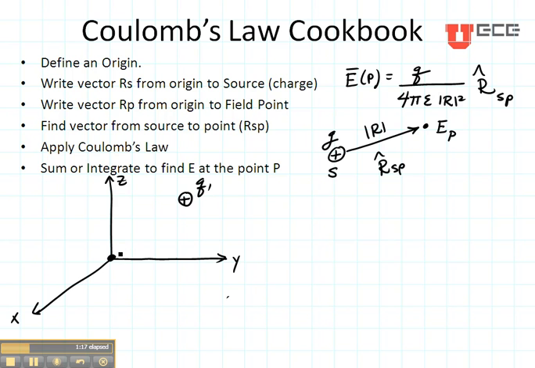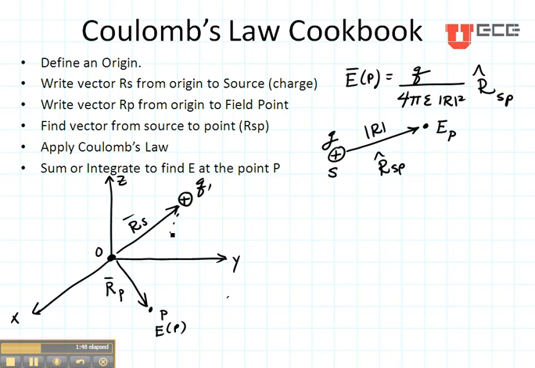The thing I'm going to do is write a vector from the origin right there, to my source, q1, and that is vector rs. Then I'm going to define where I want to find my electric field. Right here is point P, and I want to find the electric field at point P, so I'm going to draw a vector from my origin to point P, and I'm going to call that RP.